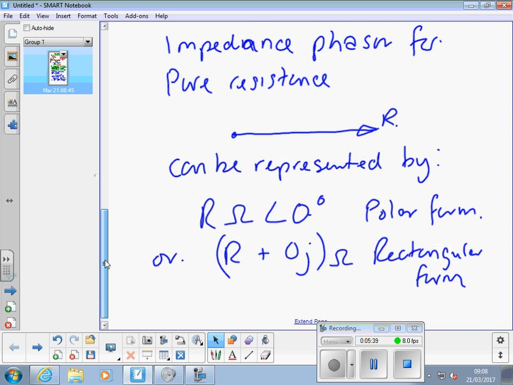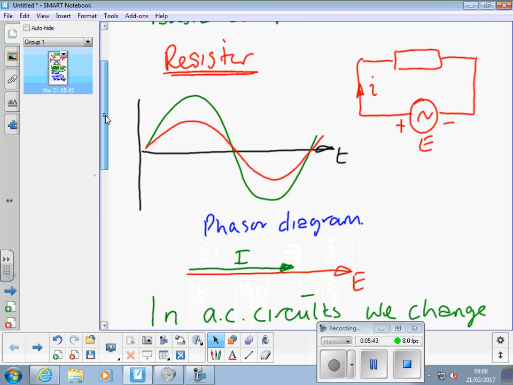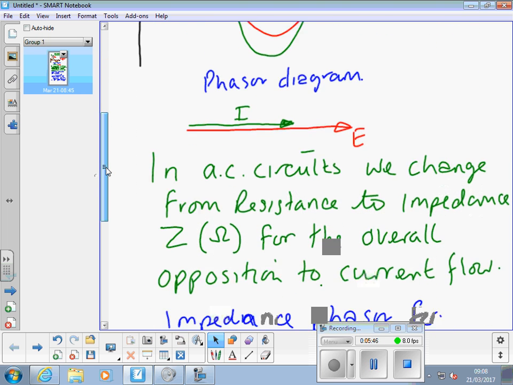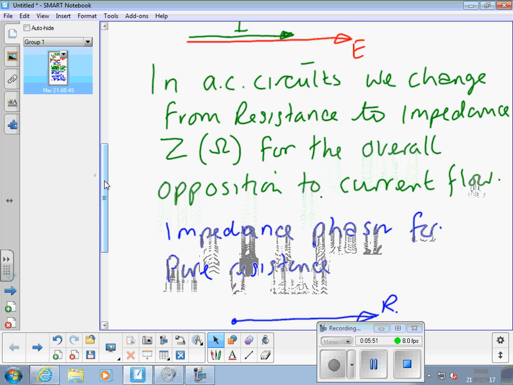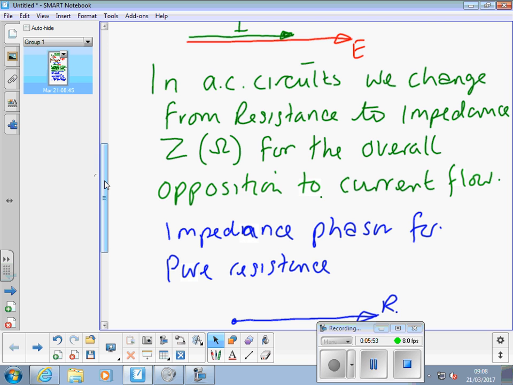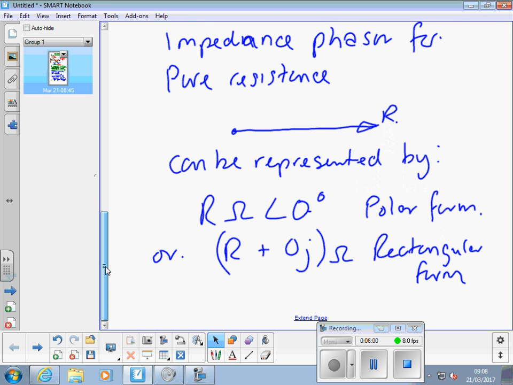Okay, so that's for a pure resistance. Current and voltage in phase with each other. In AC circuits, we call the overall opposition to current impedance instead of resistance, still measured in ohms. And the impedance phasor for a pure resistor is one without an angle, so it's R ohms angle 0 degrees, or in rectangular form, R plus 0j ohms. Everyone reasonably happy with that? Yeah?